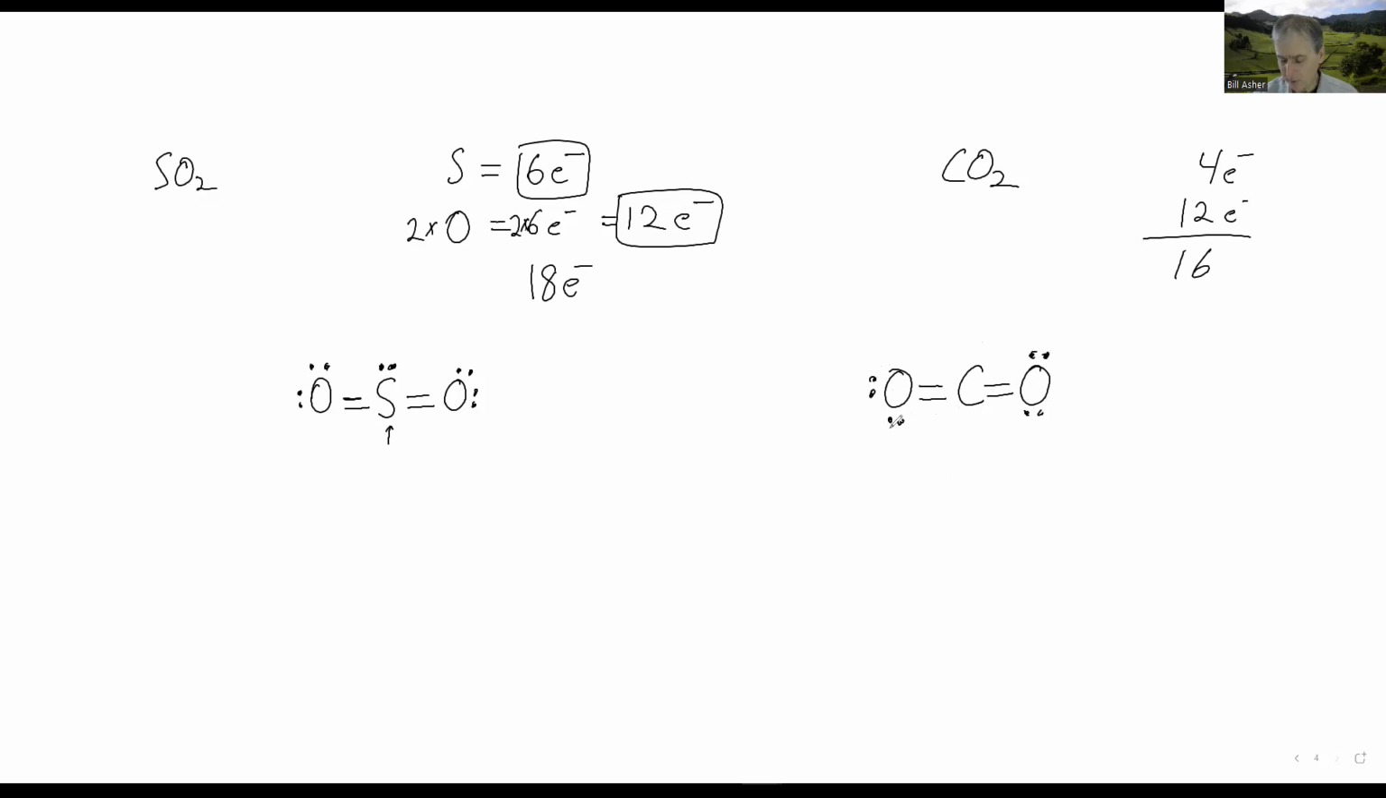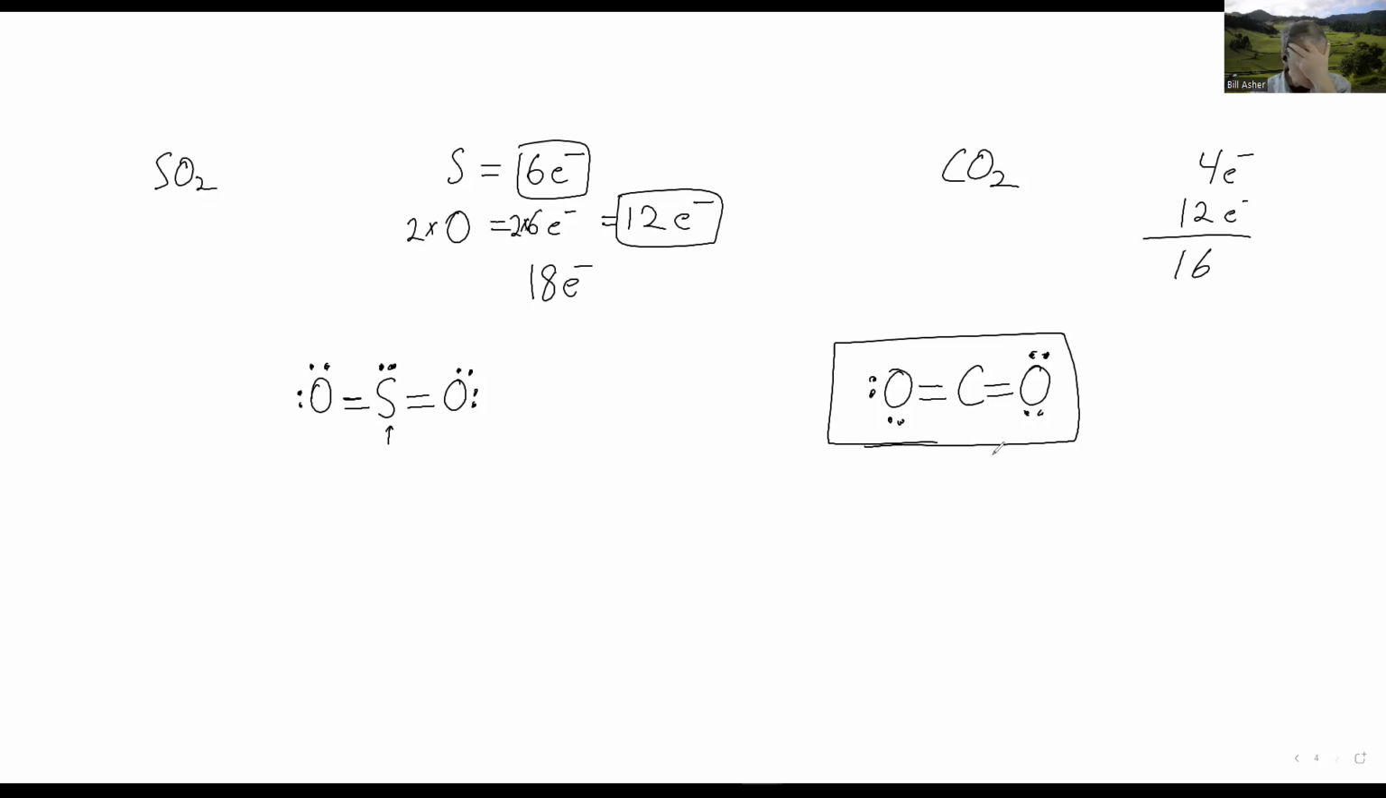So now this has 2, 4, 6, 8, 10, 12, 14, 16. So this has enough electrons, right? And you can stop, this is a structure, right?